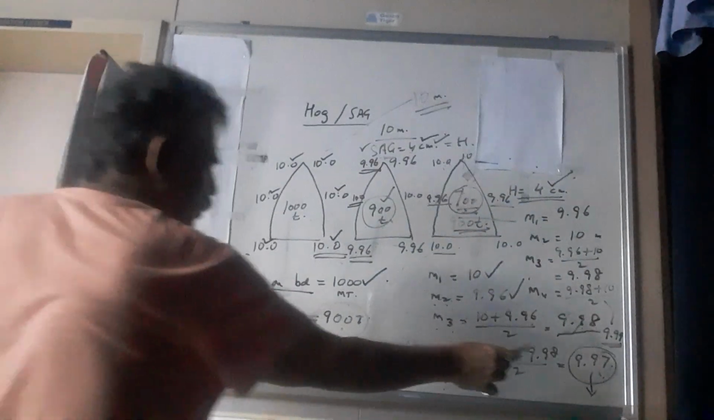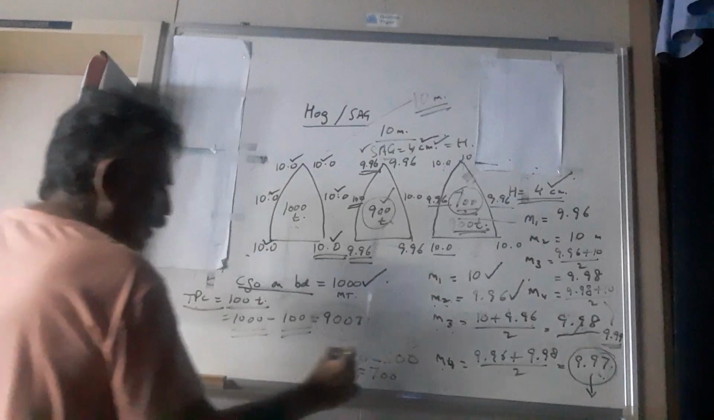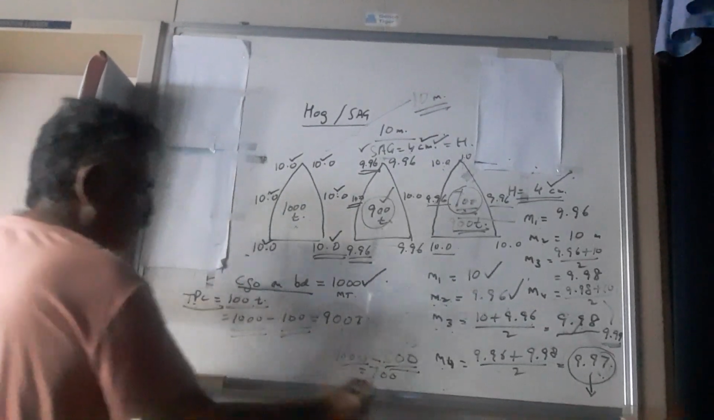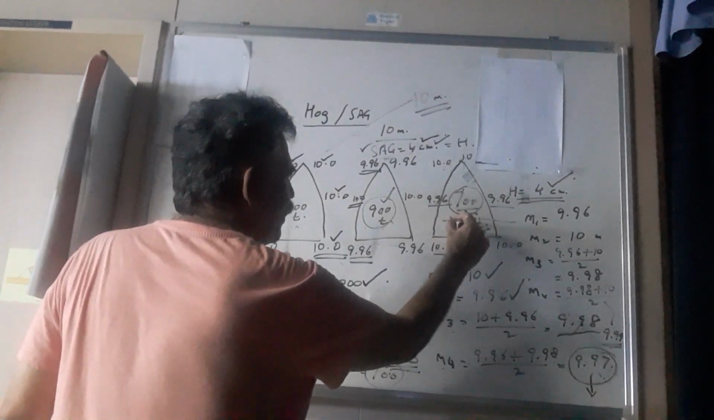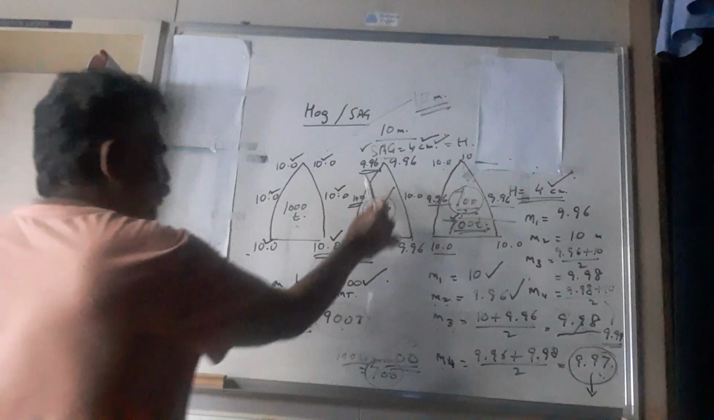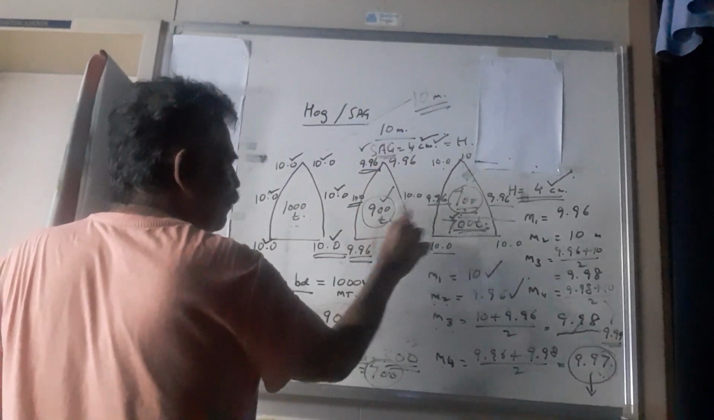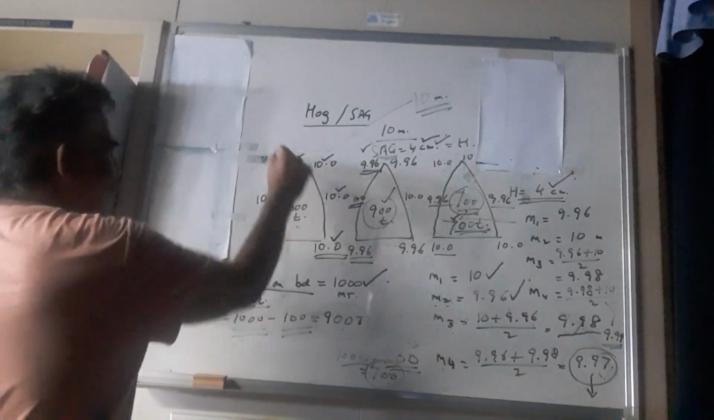So cargo on board would be 3 centimeters less compared to this vessel. So it would be 1000 minus 300, assuming TPC is 100. So only 700 tons of cargo on board this vessel. So if you have a choice between hog and sag, it's better to go for sag because you will get more cargo compared to hog. And if no hog or sag, you will get the maximum cargo.